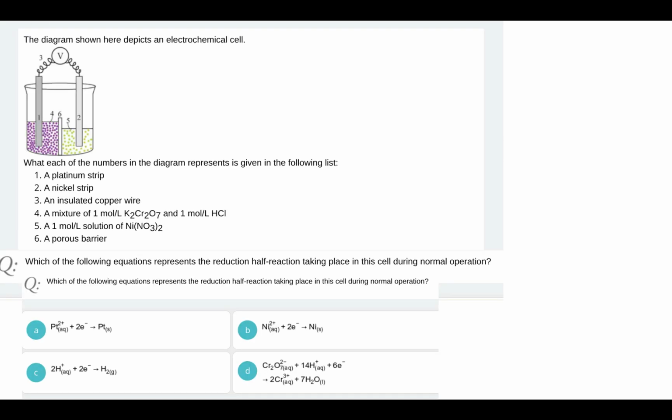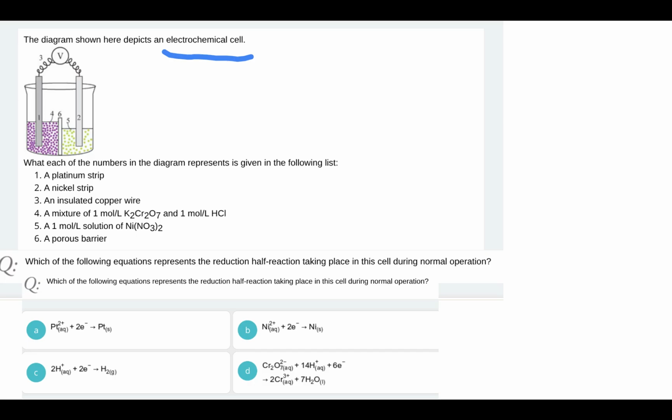Moving on to this next one. Looking at our half cell and then being able to describe it. So it tells us we have an electrochemical cell, which is also called a voltaic cell. And then asking which of the following equations represents the reduction half reaction taking place during normal operation. So now we'll just have to read this over a little bit.